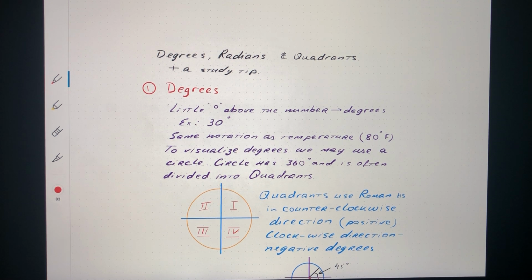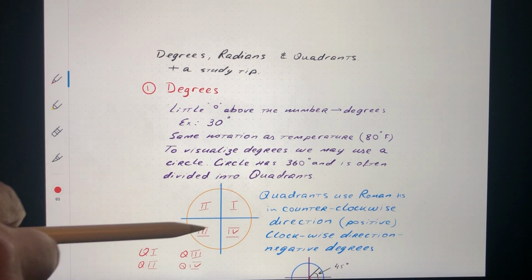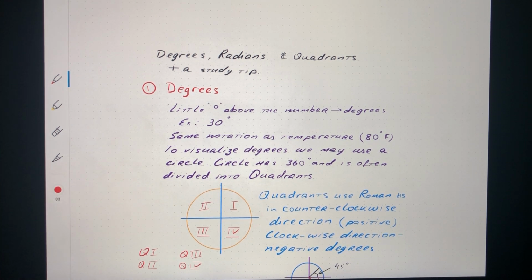And usually we will see Q1, which means first quadrant, Q2 means second, Q3 means third, and Q4 means fourth. So if somebody says our angle is in the second quadrant, they will say our angle is in Q2, which means we're somewhere here. And later on, when we look at the unit circle, we will sometimes be asked to look at a different quadrant than the first. Now, positive degrees are in the counterclockwise direction.